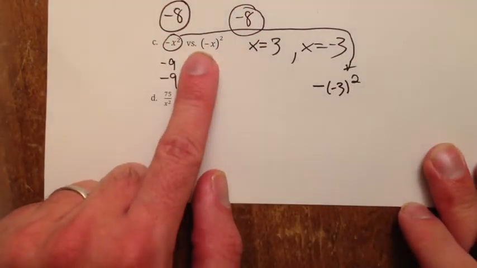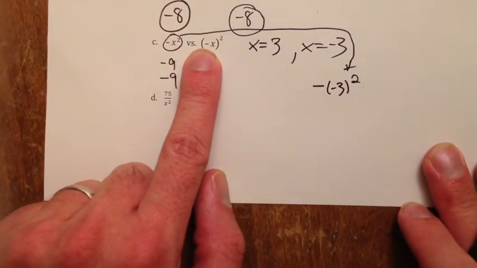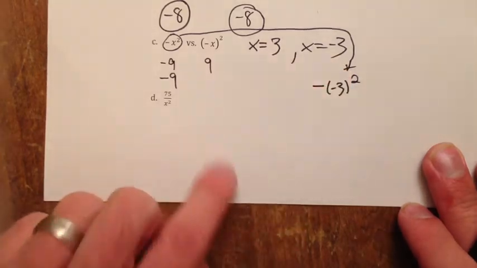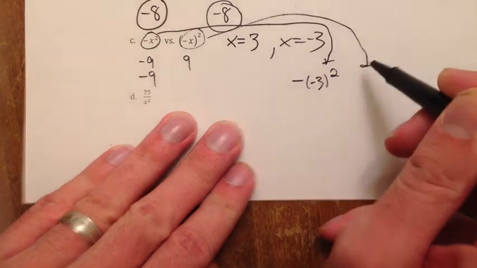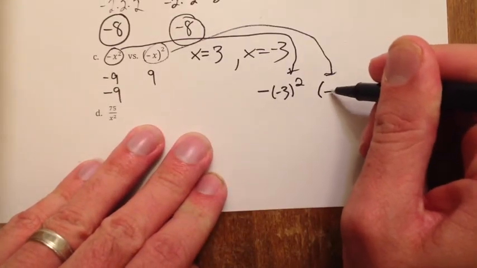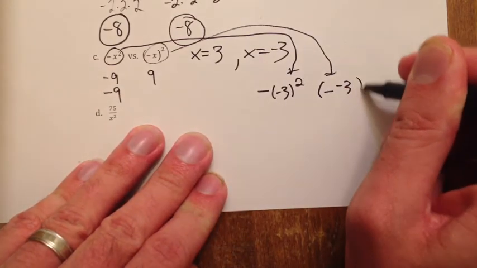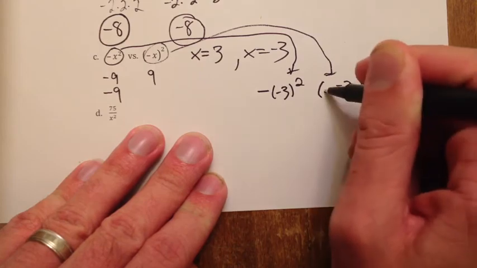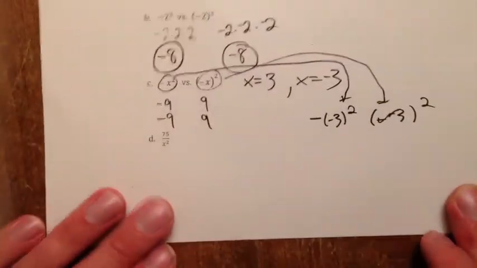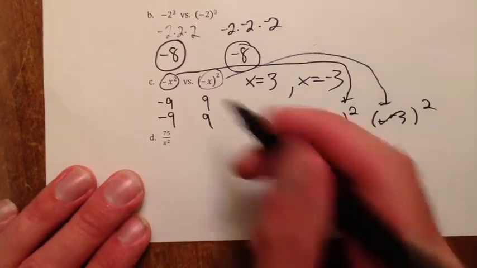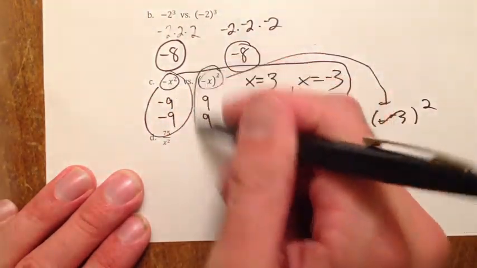Okay, and over here, this time I'm going to apply the negative to the negative 3. So this one is really awkward looking when you plug it in. I get negative 3 squared. So I get really just 3 squared, which is 9. What's cool is that it doesn't matter whether you plug in a positive or a negative. This one's always negative, this one's always positive.